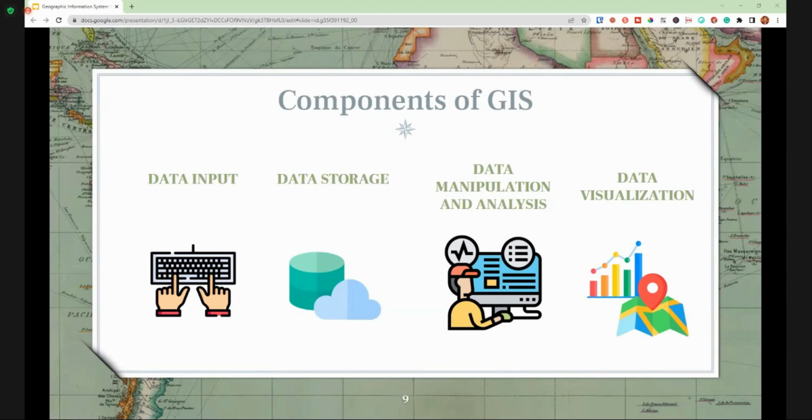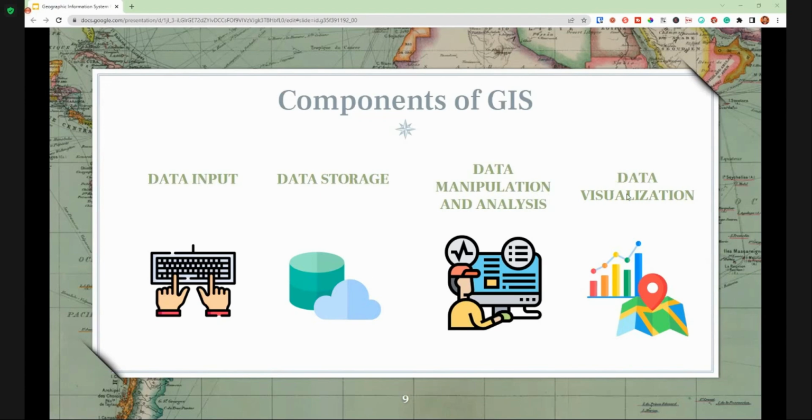So again, this is the exciting part because this is where you use your GIS software to manipulate your data. Whatever you have, you put it on your computer and then you use a software or a programming language to manipulate your data so that you can extract insights from it. And based on these insights, that's when you visualize your data.